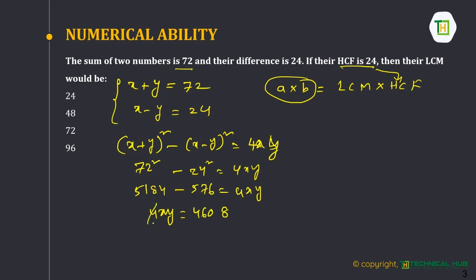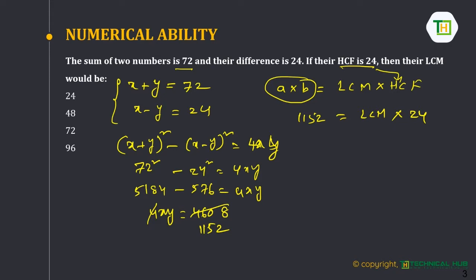4608. Now you can cancel these two. Product is equal to 1152. 1152 is equal to LCM into HCF. What is the HCF value given? 24. Now 1152 and 24, you can divide those two, you will get the LCM value.